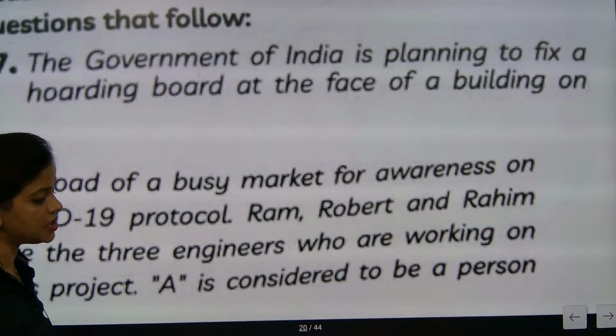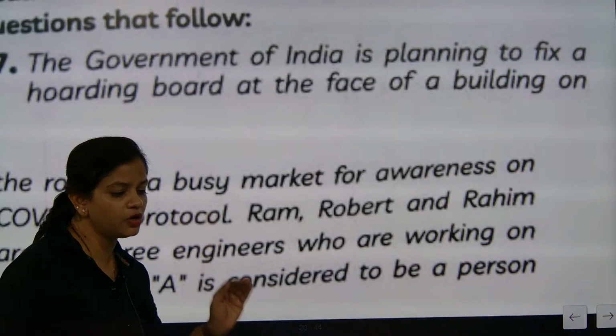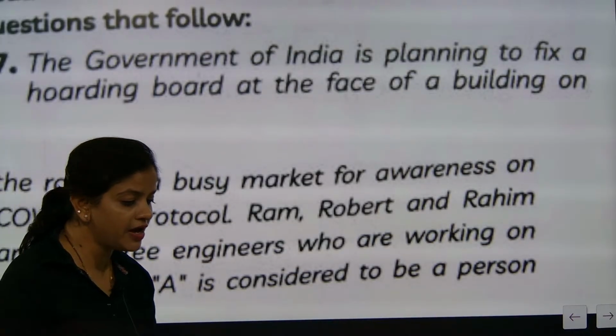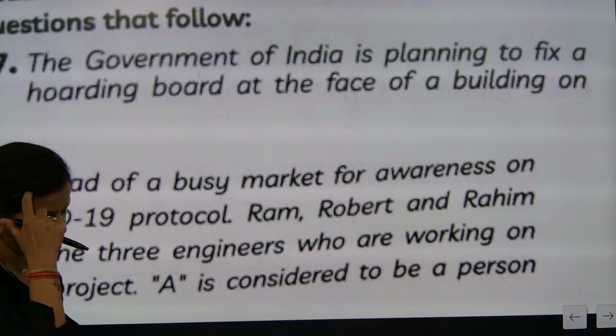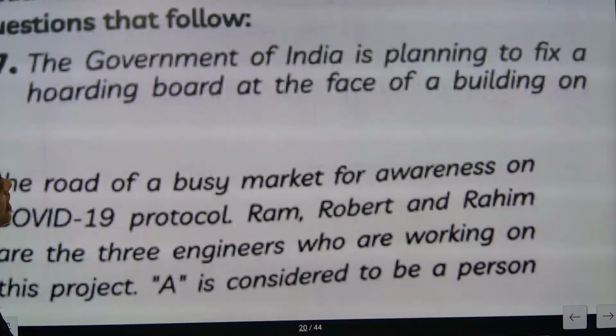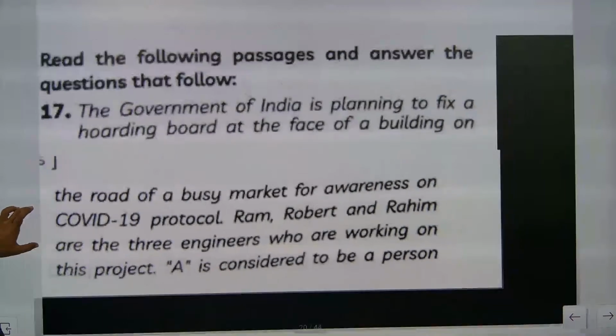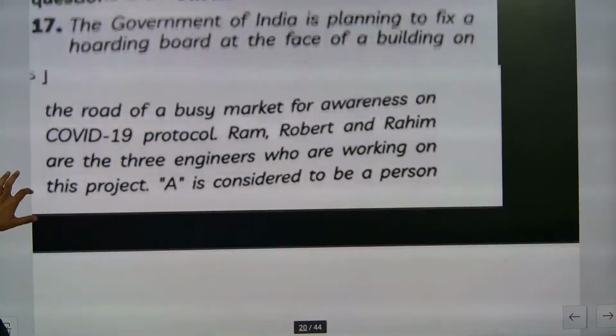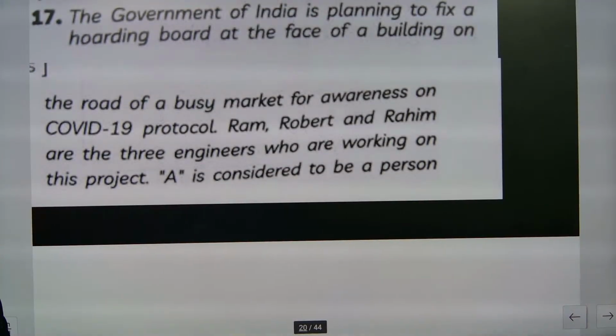So now the last 2-3 case studies you also do. One case study we have done, another case study we are solving. Now please kindly check this question. The government of India is planning to fix a hoarding board to the face of a building on the road of a busy market for awareness on COVID-19 protocol.